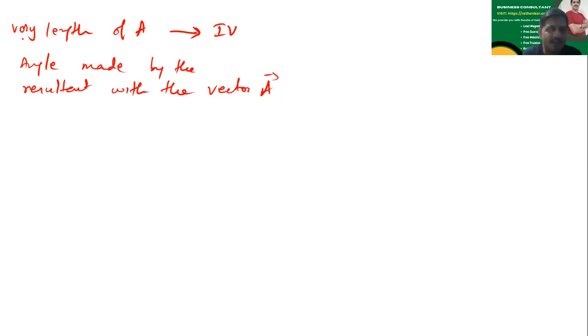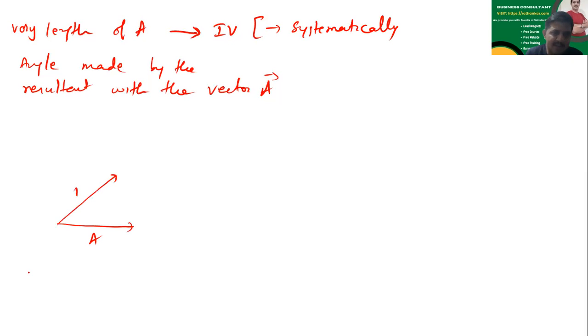Now towards it, you are varying the length of A. This is your independent variable. When you specify your independent variable, it should be changed systematically. What do you mean by systematically? What did we say? This is my vector A. This is my vector B. And then what did I do? I'm going to change the vector A length. How am I changing it here?